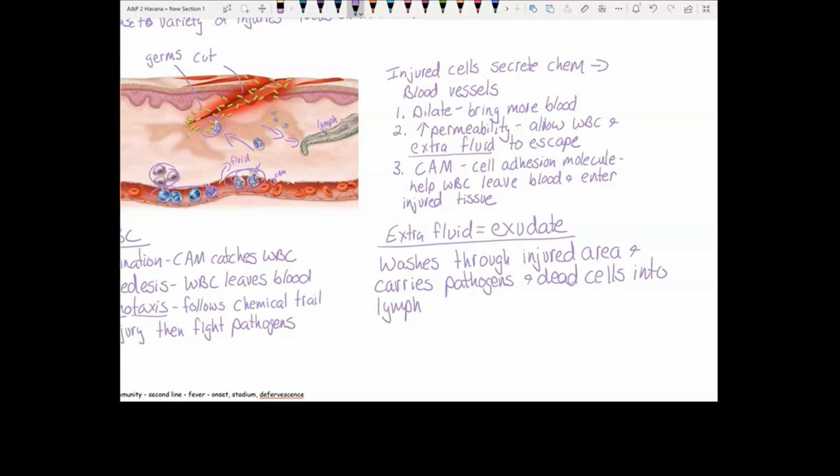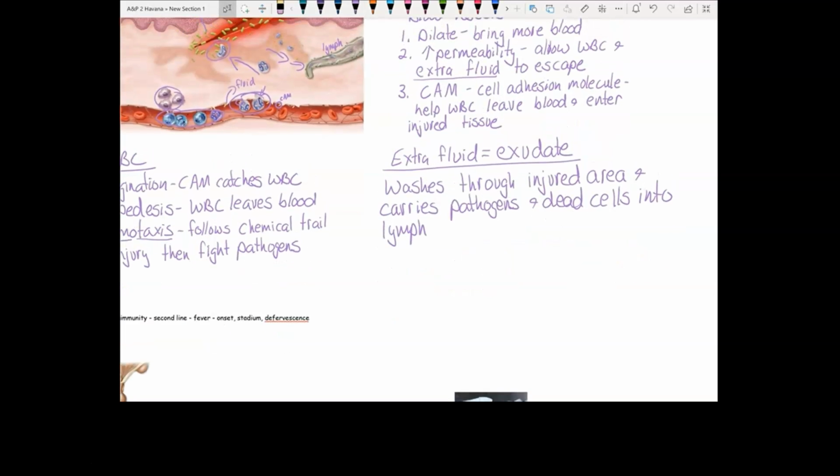Your lymph is kind of the cleanup crew of the body. Remember that lymph flows through lymph nodes. So now you have all this garbage in your lymph. It's going to flow through a lymph node. And a couple of things will happen there. For one thing, in the lymph node, you have macrophages that will act like shop vacs and clean up all this mess.